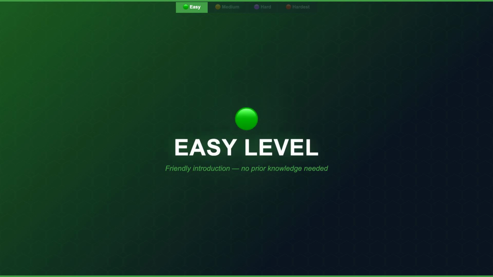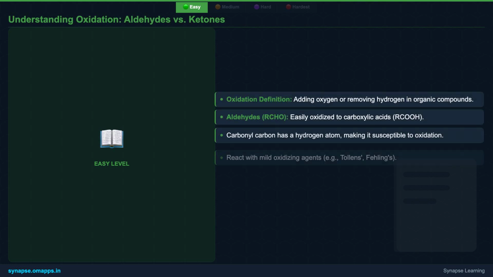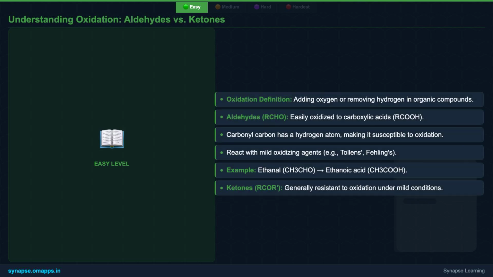Ready to discover how aldehydes and ketones behave differently when faced with oxidizing agents? Let's start with the fundamental distinctions. Oxidation in organic chemistry often means adding oxygen or removing hydrogen. For aldehydes and ketones, it's about transforming them, typically into carboxylic acids. Imagine adding an extra oxygen atom right into their structure.